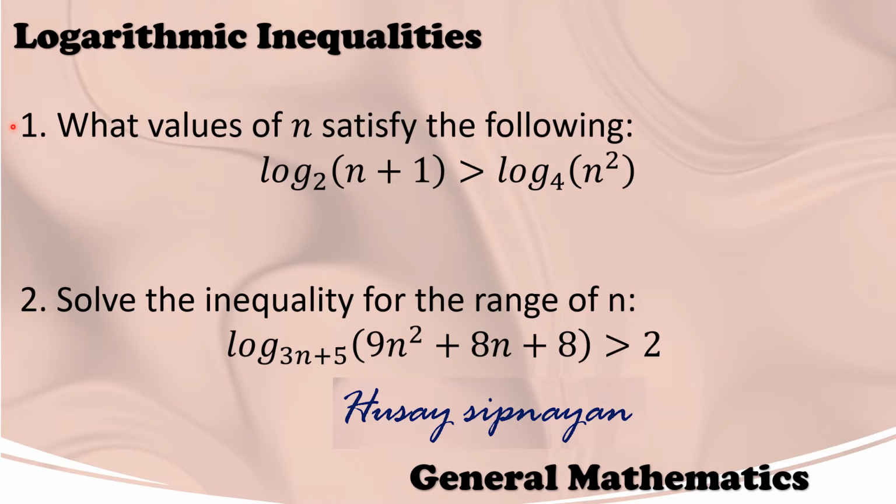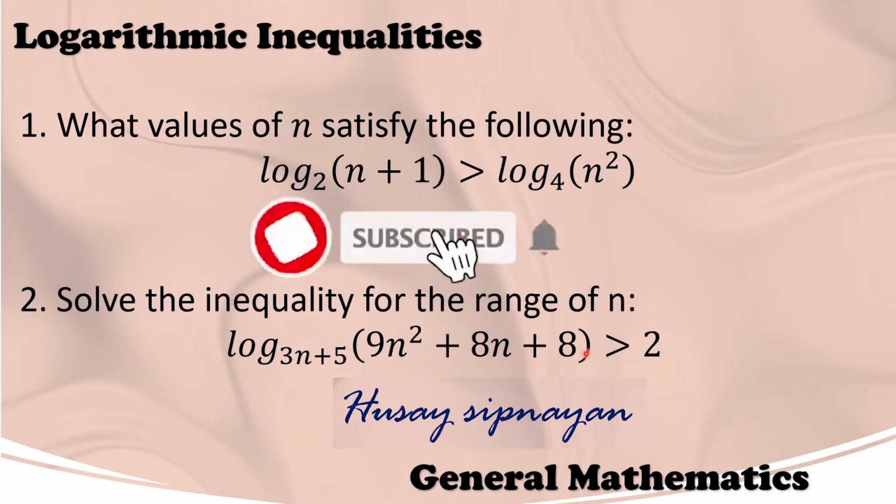Number 1, what values of n satisfy the following? The logarithm of n plus 1 to the base 2 is greater than the logarithm of n squared to the base 4. At ang number 2, solve the inequality for the range of values of n. Logarithm of quantity 9n squared plus 8n plus 8 close quantity to the base 3n plus 5 is greater than 2.